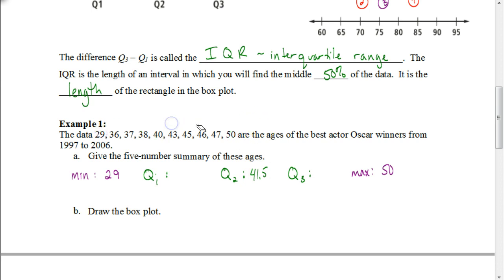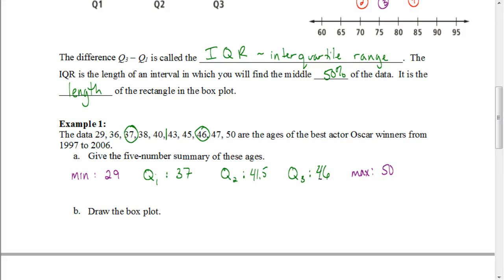So 41.5 is right here. Now I'm going to look at that lower half and find the median of our lower half. We can see that the median of our lower half is 37, so that's my Q1. Then we're going to find the median for the upper half. We can see that's going to be 46. So that is what we call our five-number summary.